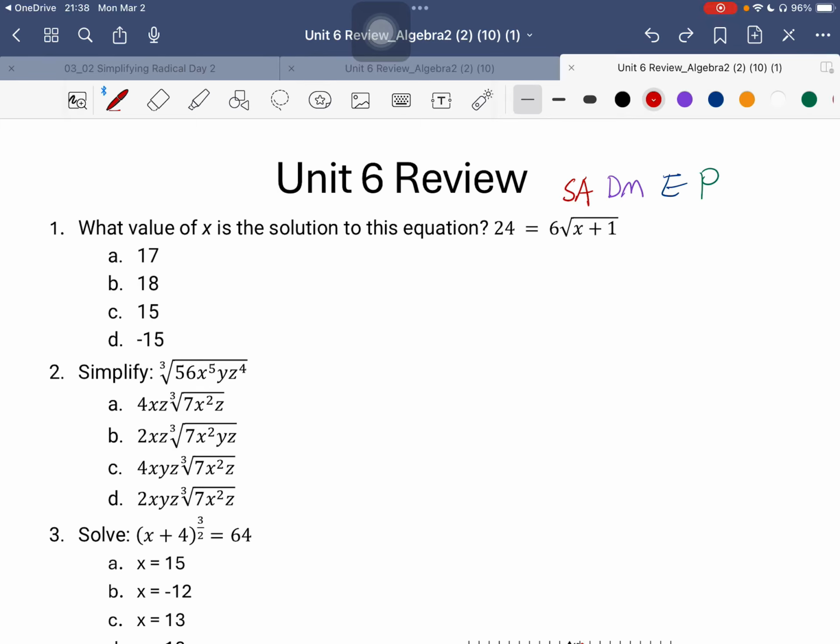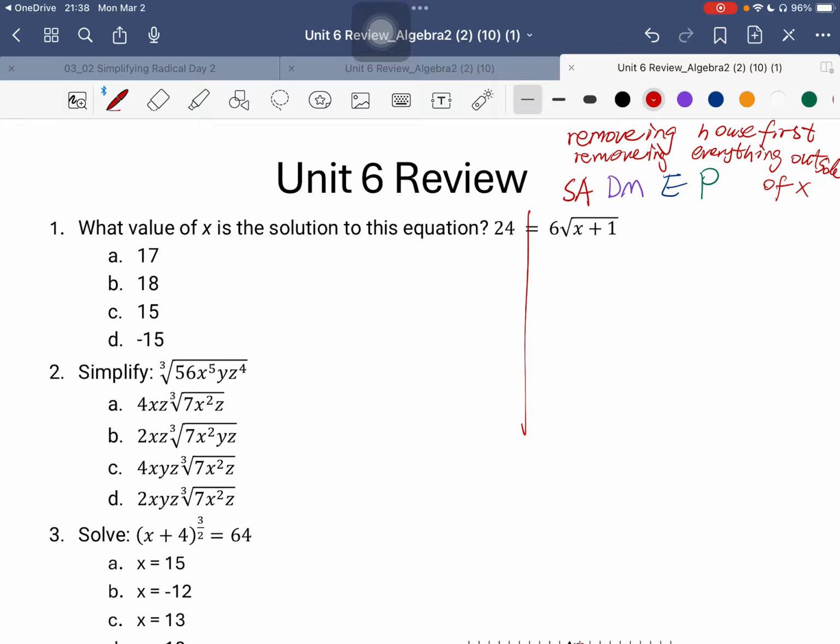Unit 6 test review. Question 1. We're solving for x using SETMAP. So basically, we're removing everything outside of the house first, and then removing everything outside of x, in the order of SETMAP. So let's see on both sides.